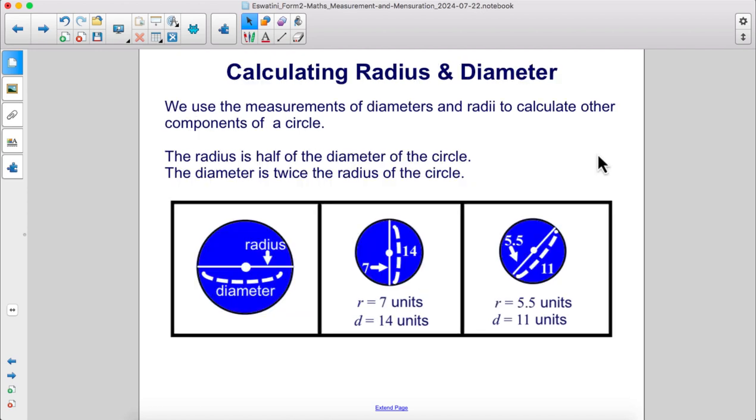We use the measurements of diameters and radii to calculate other components of a circle. The radius is half the diameter of the circle. So if the diameter is here, the radius is just half of that. And therefore, the diameter is twice the radius of the circle.